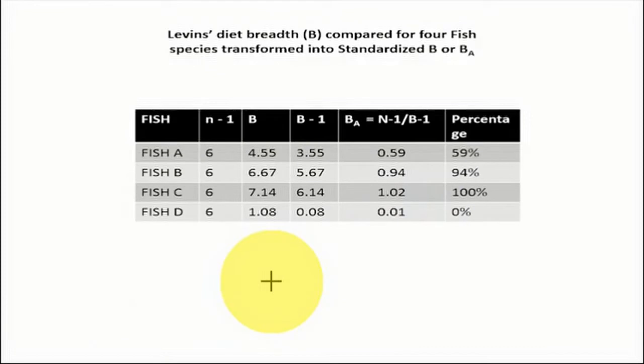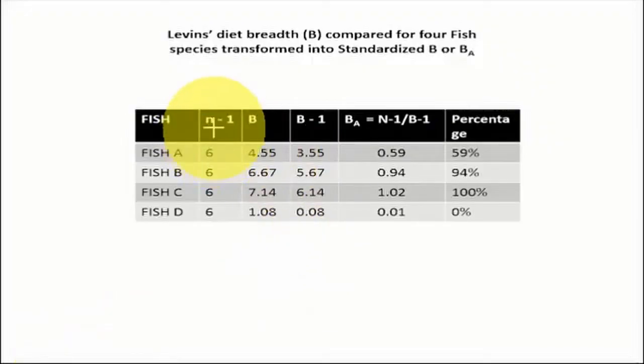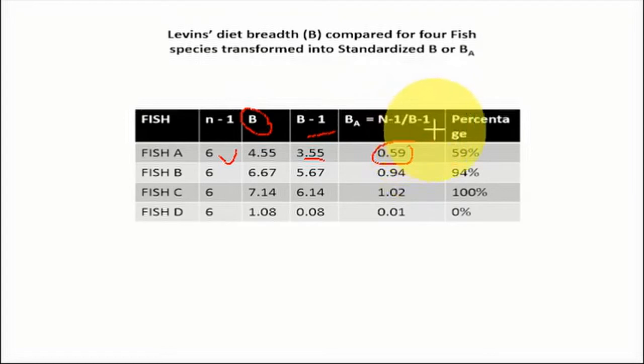Now after standardizing, N minus 1 is 6, because we had total 7 items, species in total. You can go back and see, total 7: 1, 2, 3, 4, 5, 6, 7. So this 7 is N, and N minus 1 means 6, and this was the calculated B for fish A, 4.55, and B minus 1 means 3.55. So BA comes as 0.59, B minus 1 divided by N minus 1. So it comes as 0.59. This N is small n. Okay, so B minus 1 divided by N minus 1 is equal to 0.59.